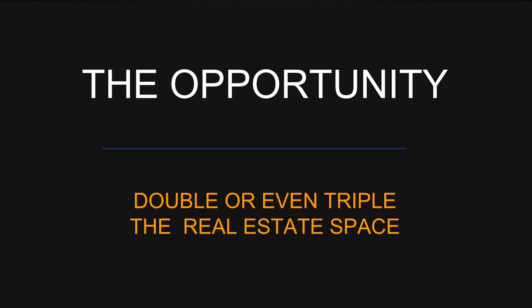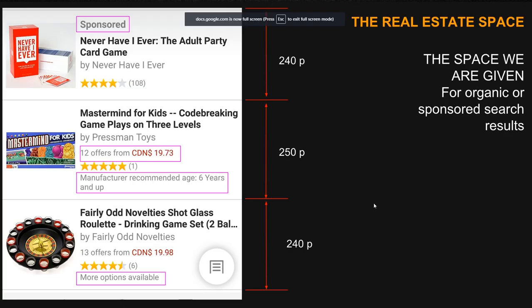Okay, so we've been given a specific space, a specific amount of, we'll call it real estate, to display our product. Now, I'm going to tell you that we have an opportunity here to double or even triple the amount of real estate that our product takes up, allowing us to stand out and get our product seen and noticed by more people as they browse Amazon. This will help you increase your click-through rate and your sales. Sound good? Good.